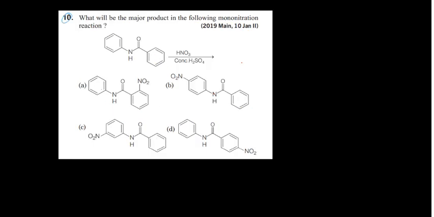Next, question number 10. What will be the major product in the following mononitration reaction? Mononitration, so the NO2 group will attack. The same concept as the first question. Where will the NO2 attack? Wherever electron density is more. This benzene ring is attached to an electron donating group, so it has high electron density. Here there is low electron density. Okay, NO2 will attack here, at the ortho position and para position.